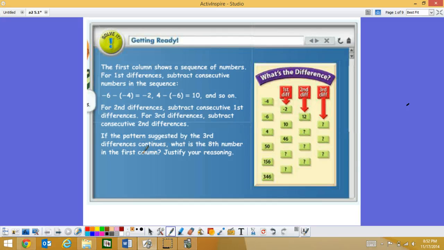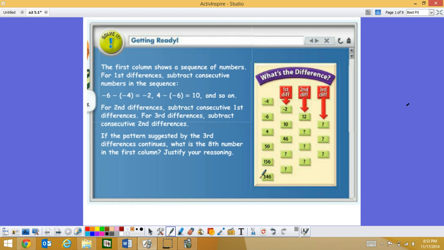In this first video for 5.1, we're going to have a short introduction to polynomials, how we classify them, where polynomials kind of come about. And this is the first little problem from the section in the book where we're given a sequence of numbers: -4, -6, 4, 50, 156, and 346.